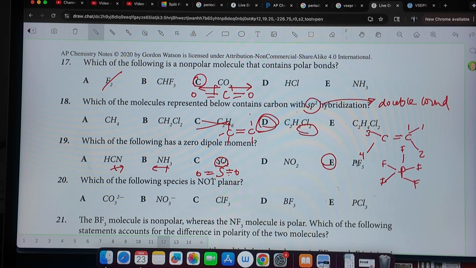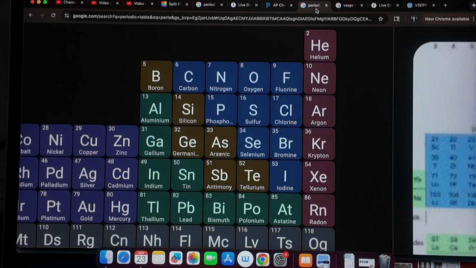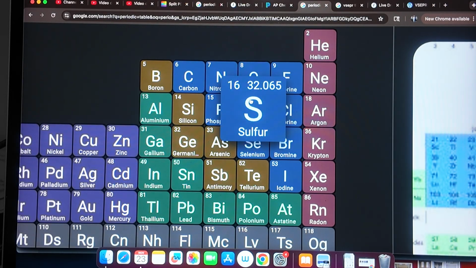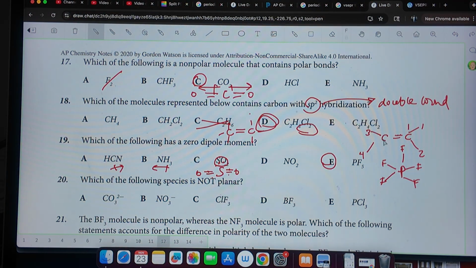Because I believe P can hold exactly 5 because, let's check the periodic table, P is in group 15, so it has 5 valence electrons. So it shares 1 and 1 and 1 and 1 and 1 for 5, and as the 5 come, they're equal distance away from each other, and it cancels out the dipole moment.